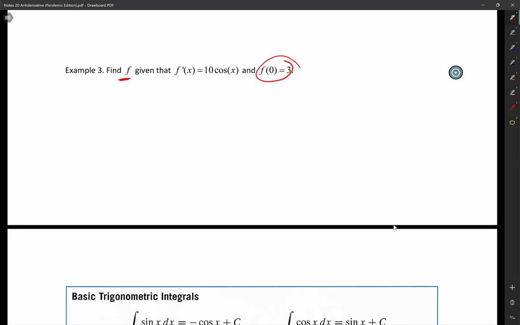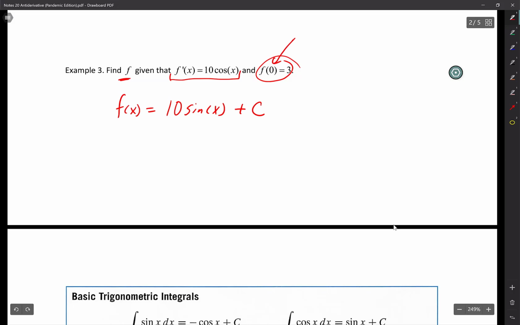Chavez, what do you mean? I'm confused. You're going to do the antiderivative of that. So you're going to go f of x equals antiderivative of 10 cosine x is going to be 10 sine x, because the derivative of 10 sine x is 10 cosine x. And then I put plus c. And now, to find out what my c is, I'm going to plug in a 0, and the y value is going to be 3. So I write 3 equals 10 sine 0 plus c. So 10 sine 0 is 0, guys. So 3 equals 0 plus c.